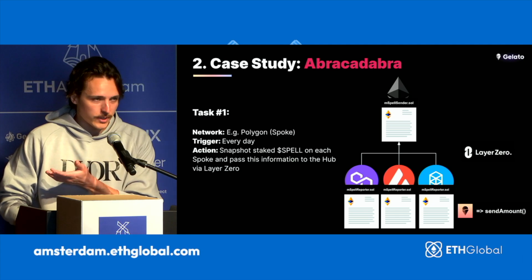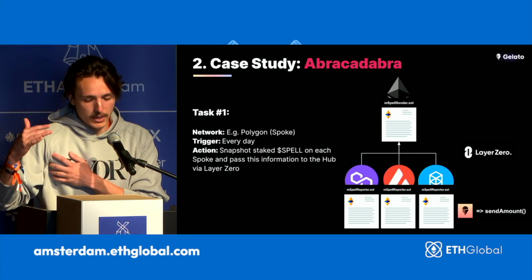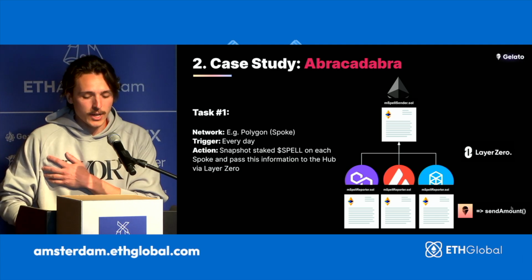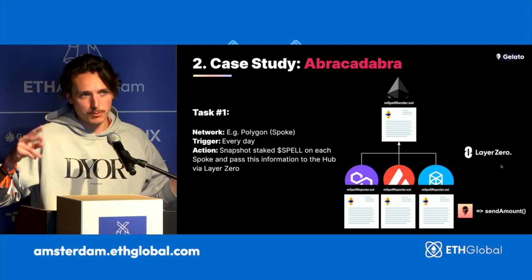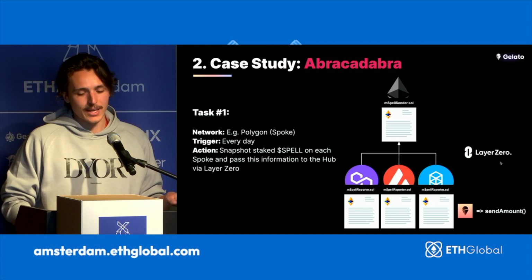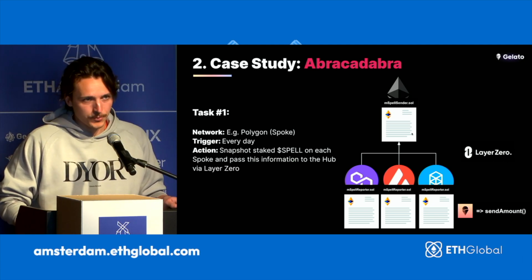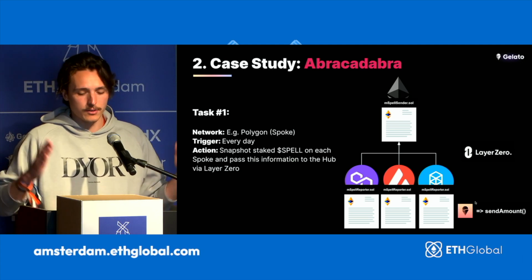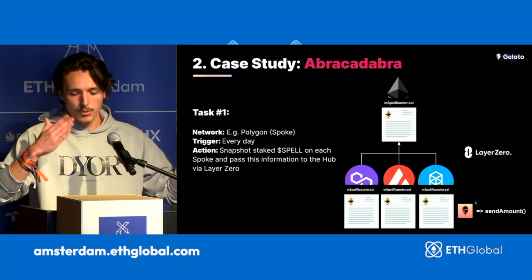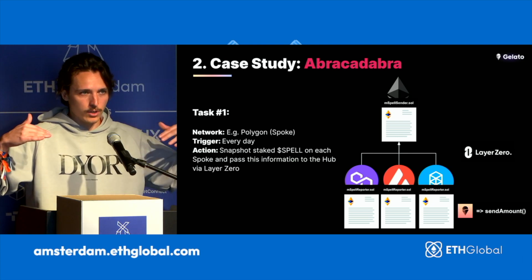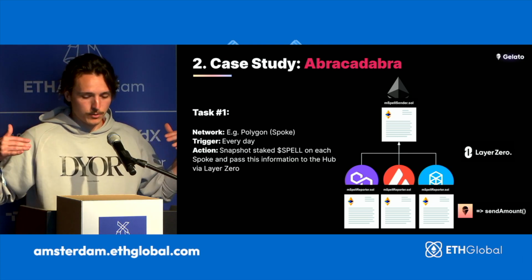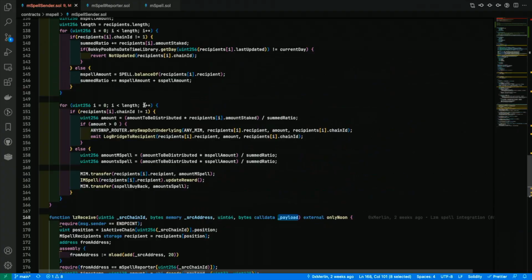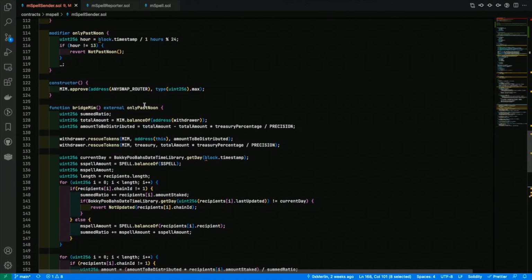And what this sendAmount does is it snapshots the amount of Spell that you have on this particular smart contract, and then it relays that information via a cross-chain messaging protocol. In this case, it's LayerZero to Ethereum. And this is triggered every day at the same time, basically. And at the same time, all these networks, Polygon, Avalanche, Phantom, get called by Gelato on this particular smart contract function and then relay the transaction. Let's maybe have a quick look at how this actually looks in the code.